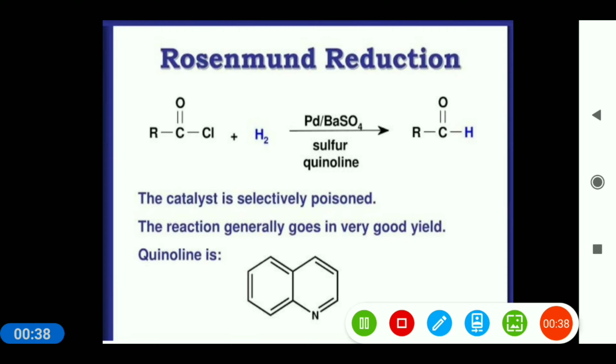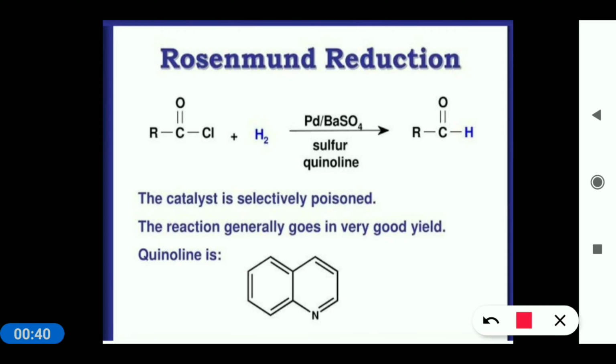The limitation of this reaction is that it is not suitable for the preparation of formaldehyde, because formyl chloride, HCOCl, is unstable at room temperature, and this is the reason why Rosenmund reduction is not applicable for formation of formaldehyde. This reaction generally goes in very good yield.